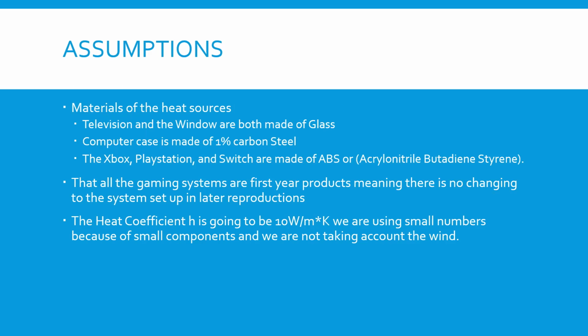heat loss. Some assumptions we'll be making are the television and the window are both made of glass, the computer case is made of 1% carbon steel, the Xbox, PlayStation, and Switch are made of ABS or acrylonitrile butadiene styrene, that all the gaming systems are first-year products, meaning there's no changing to the system setup in later reproductions, and the heat coefficient H is going to be 10 watts per meter Kelvin.